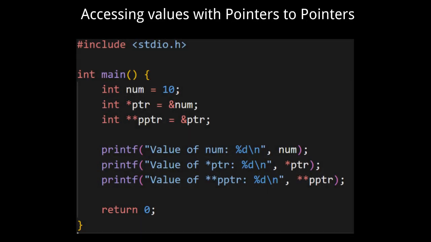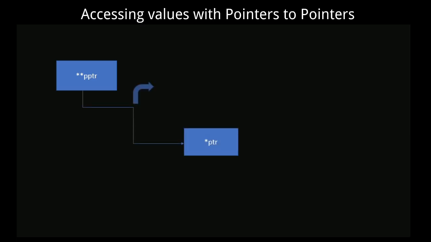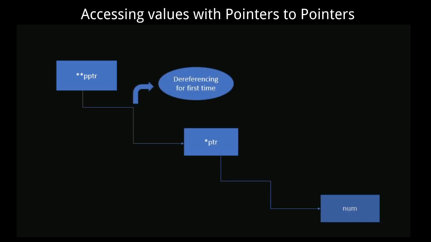To access the values using a pointer to a pointer, we use multiple dereferencing operators. Let's see how. Here *ptr gives us the value of num, and **pptr also gives us the value of num by dereferencing twice. Dereferencing pptr once gives us ptr, and dereferencing it again gives us num.